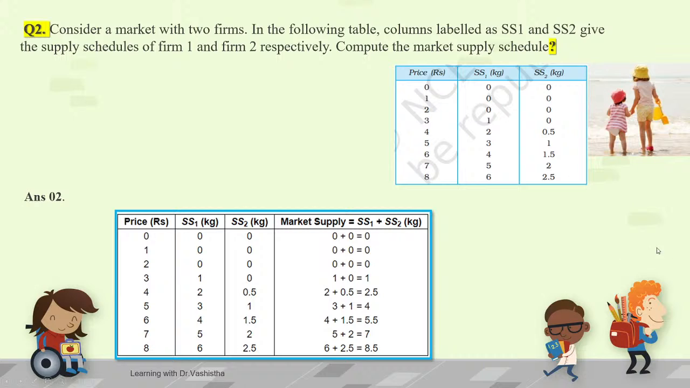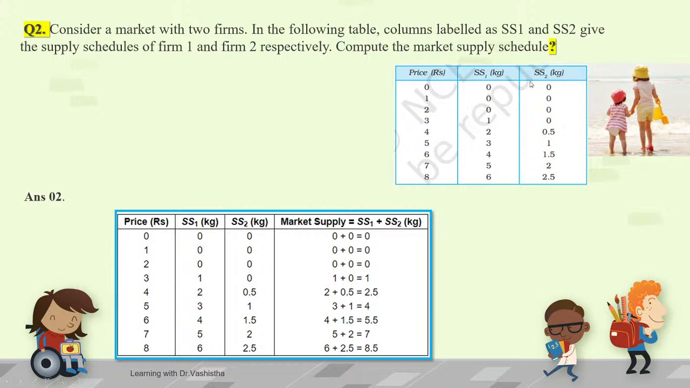The next question has a condition where there is a market with 2 firms only, and the price is given in the first column. Then the column labeled SS1 gives you the supply schedule of firm 1, whereas SS2 gives you the supply schedule of firm 2.